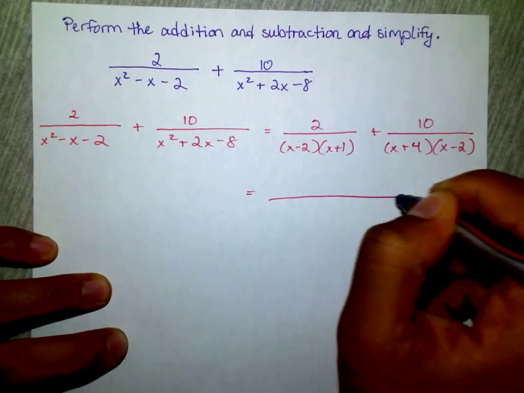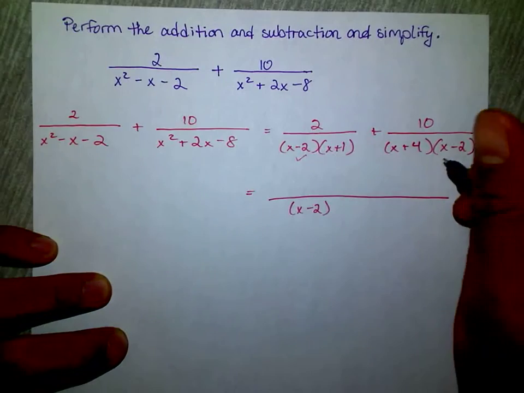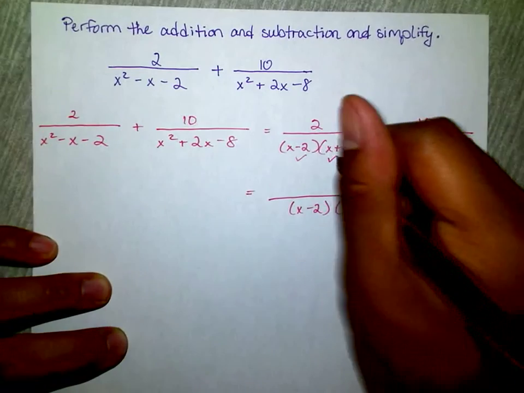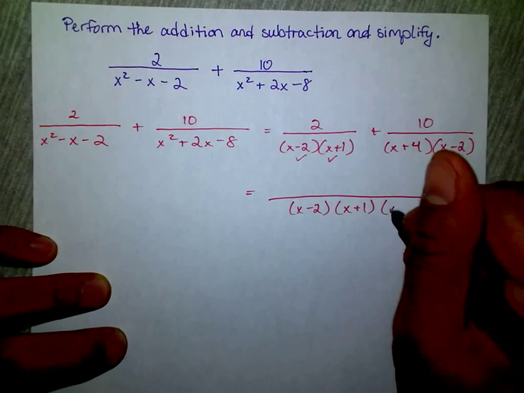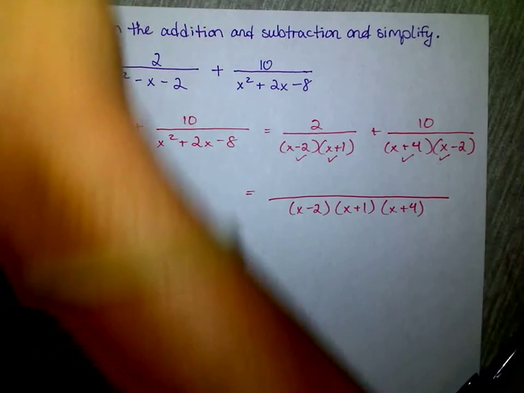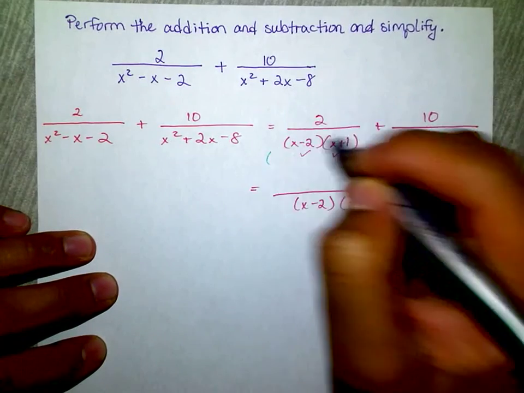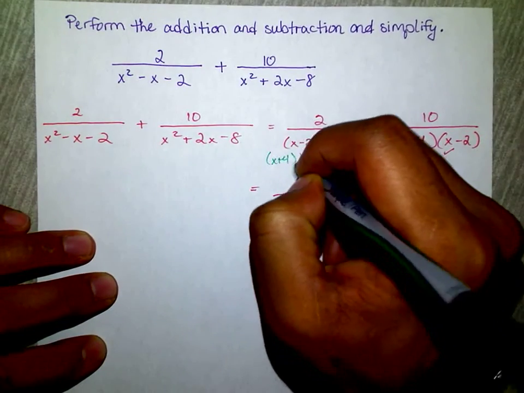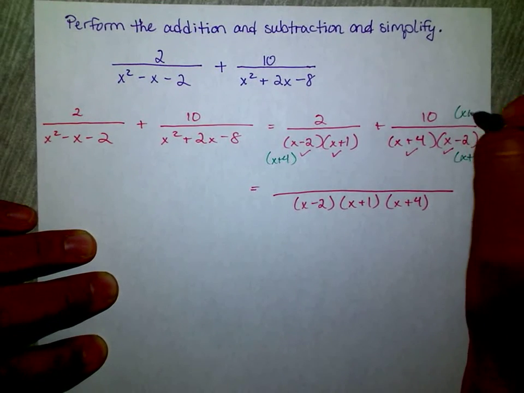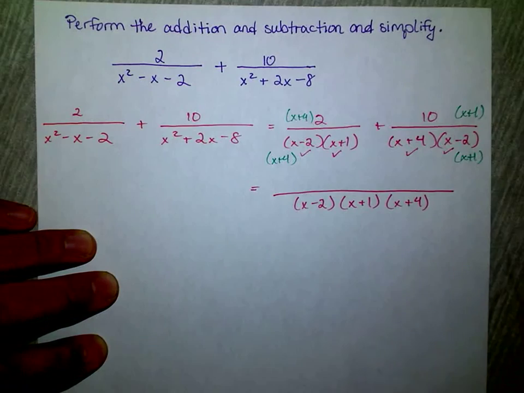So my common denominator on the bottom will be x minus 2, x plus 1, and x plus 4. Alright, now what I do need to add to this side over here, once again, is my x plus 4, and over here I need to do my x plus 1. So that's going to be x plus 1, and this one's going to be x plus 4.